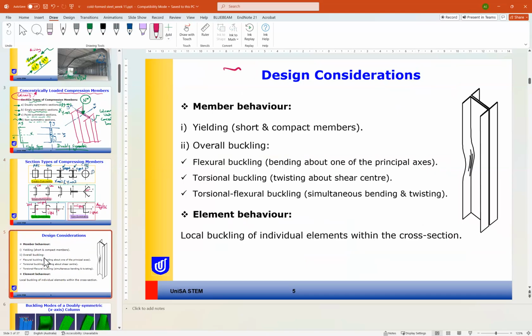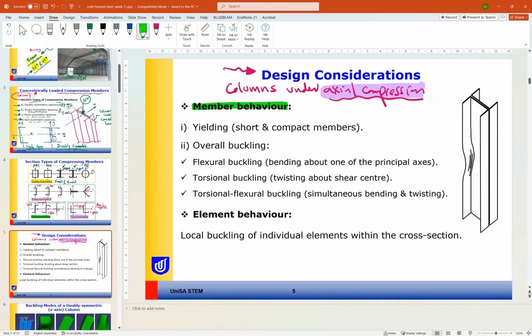Let's now go to the design considerations for members, or columns, under axial loads or axial compression. For a member under axial compression, as we discussed earlier, what is the problem we have with axial compression, guys? Do you have any idea? Our problem is buckling. So the main problem we have is buckling.